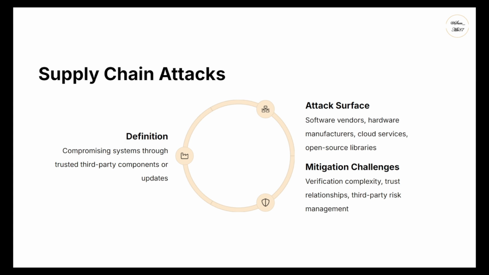If any one of these is compromised, the effects can cascade down to all their customers, sometimes affecting thousands of organizations at once. One of the biggest challenges in mitigating supply chain attacks is the complexity of verification. Organizations often don't have full visibility into third-party code or infrastructure. Trust relationships make it easy for malicious updates or components to slip through undetected. Effective risk management here means thoroughly vetting vendors, monitoring third-party activity, and adopting a trust but verify approach.